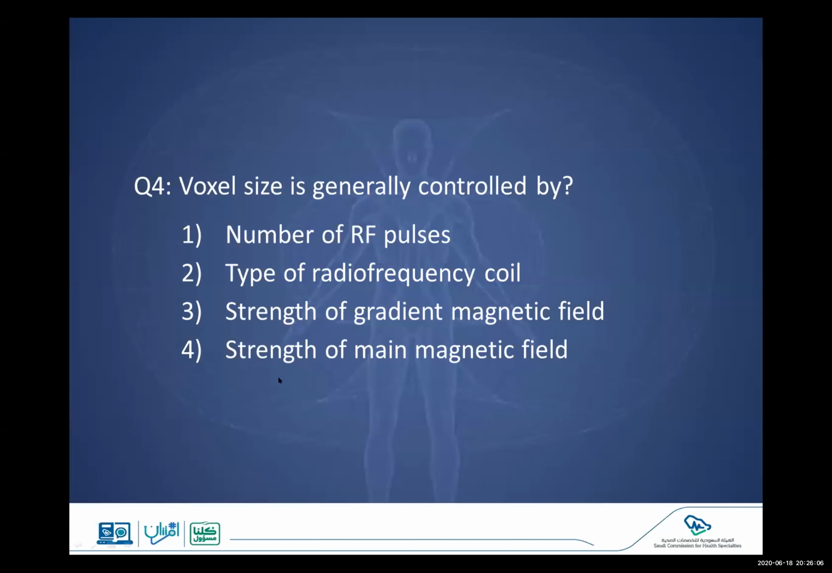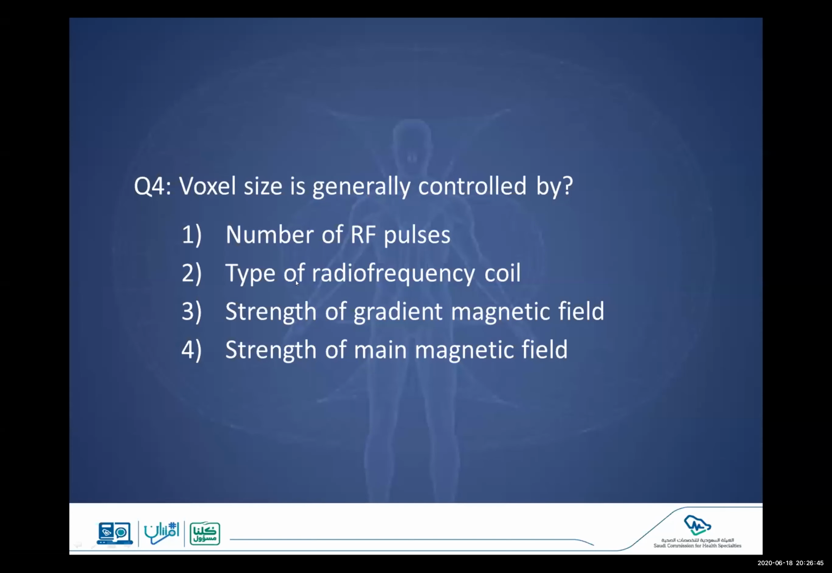Okay, so the majority selected the strength of the gradient, which is actually correct, because the number of RF pulses has nothing to do with the slice thickness or field of view. The number of RF pulses will generate the sequence, but it has nothing to do with the resolution. The type of radio frequency coil has an effect on the signal to noise ratio, as we will see in the second topic. But the strength of the gradient magnetic field is the one which really makes the field of view smaller or larger, and makes your slice thickness smaller or thicker.